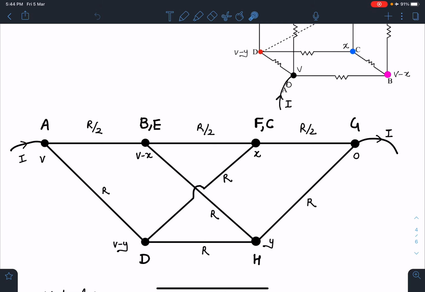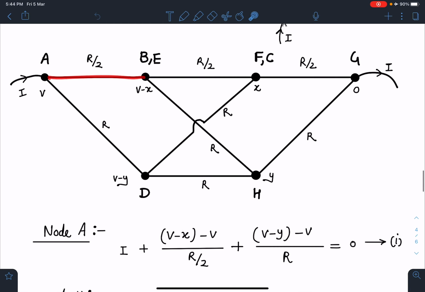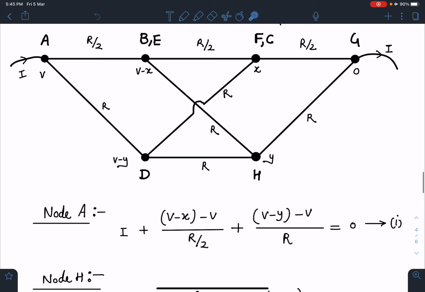We will use nodal analysis here. Now you can take this node A. Node A is this junction point here. So the total current coming to any junction is going to be 0. So I current is coming from here, and (V minus X) divided by R by 2 is coming from here. You can just check this part. So I am writing here (V minus X) divided by R by 2. Similarly, current coming in this branch, I can write this as (V minus Y) divided by R. That should be 0.